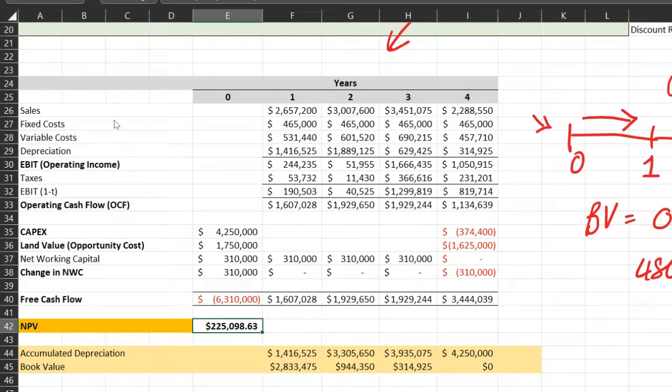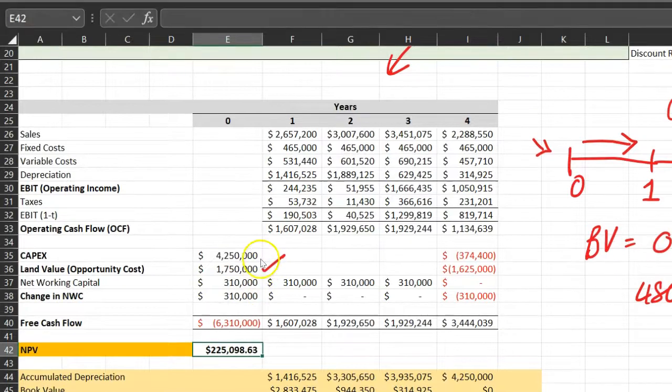The main goal of this exercise was to help you appreciate how you can calculate financial cash flows as the sum of operating cash flow, capital expenditures, and changes in net working capital, and also to help you appreciate that we need to account for costs like opportunity costs.